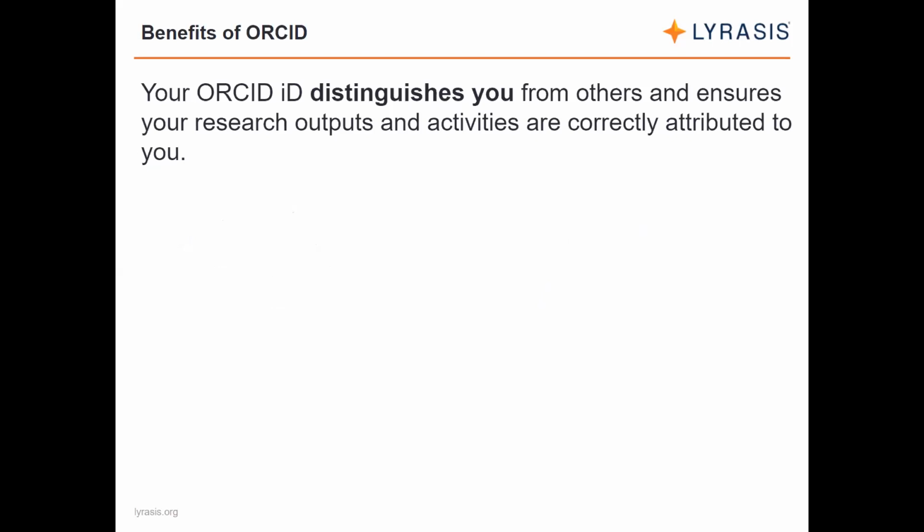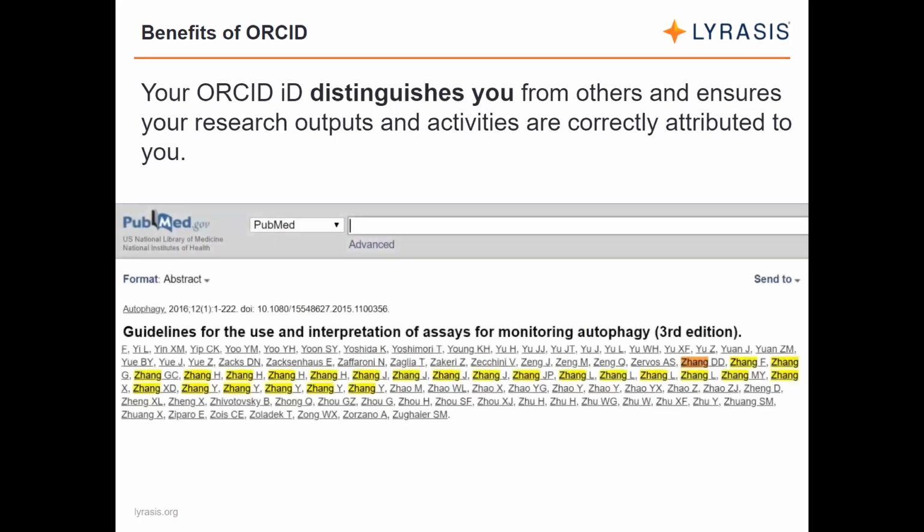So at the most basic level, your ORCID ID distinguishes you and ensures your research outputs and activities are correctly attributed to you. And this is especially helpful when you're publishing and working with other people. So for example, as you can see in this abstract, there are not only multiple authors, but multiple authors with the same last name and the same first initial. So it's impossible to distinguish who is who and who these researchers are just based on their name alone.